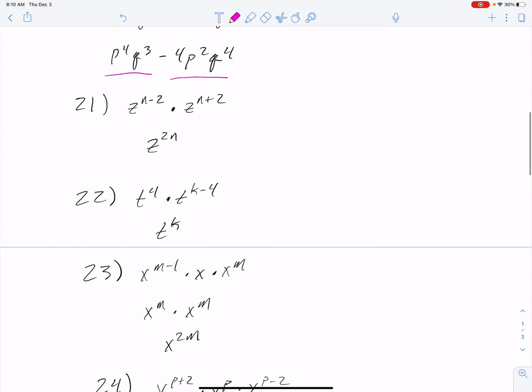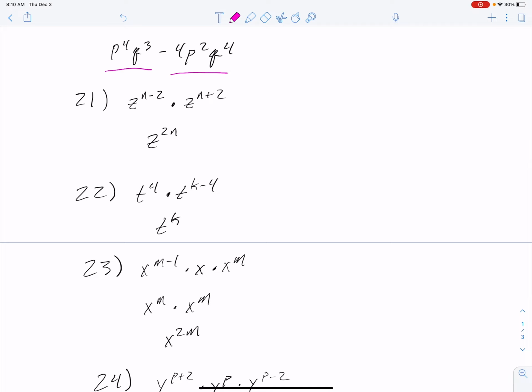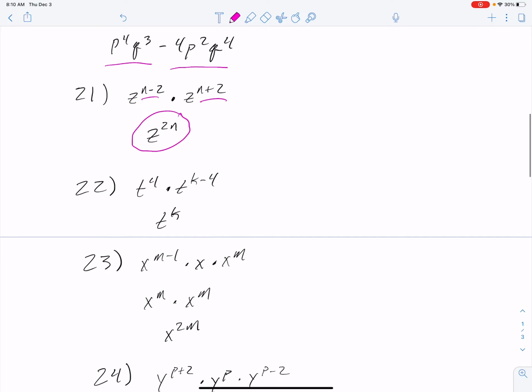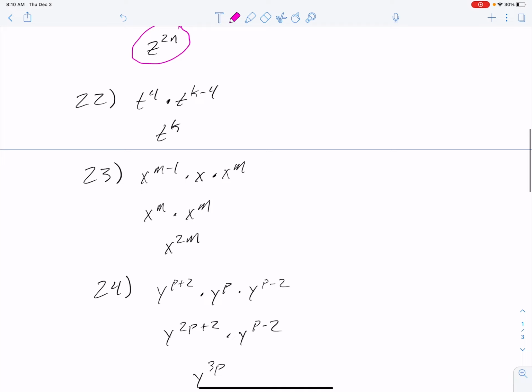Now our rules for these last few don't change, we've just got to use like terms. So I know that I'm going to add my two exponents together, so n plus n is 2n, negative 2 plus 2 is 0, and that's why my final answer is z to the 2n. 22, same thing. There is no like term for k. 4 minus 4 is 0, so I get t to the k.